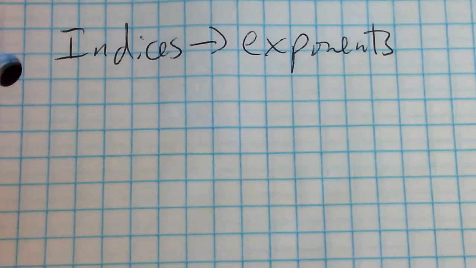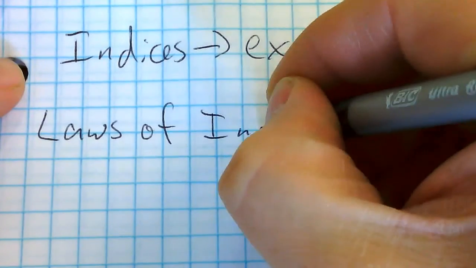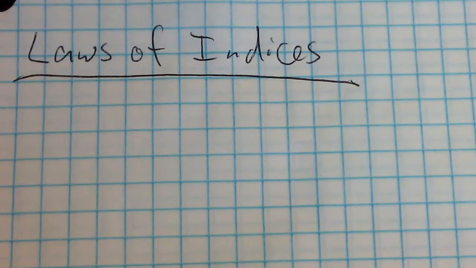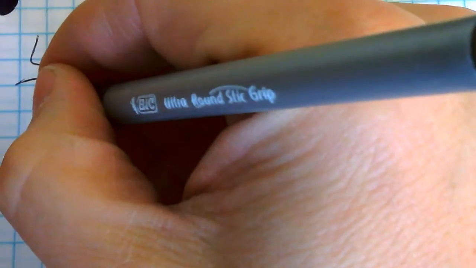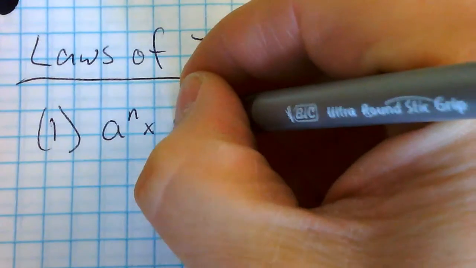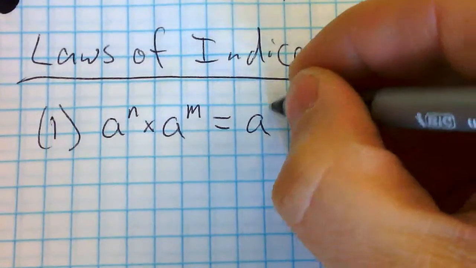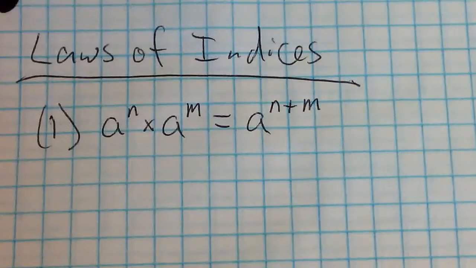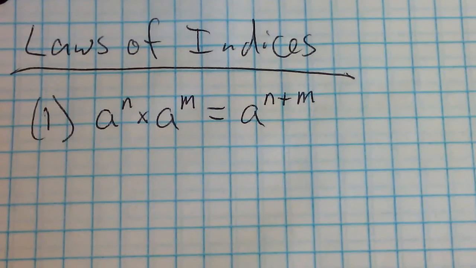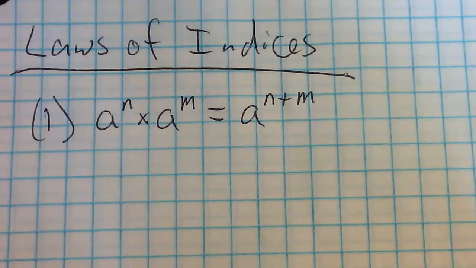So the laws of indices. The first one is that if you have a to the n times a to the m, that's equal to a to the n plus m power. Okay, so if I'm multiplying two things together that have the exact same base, I can just add the exponents together.